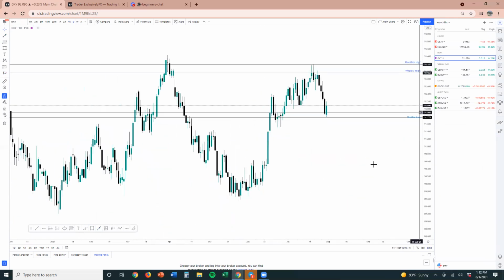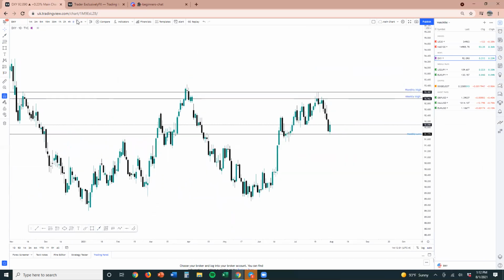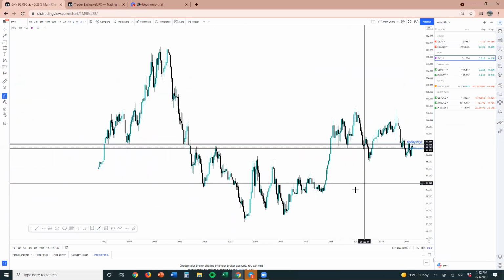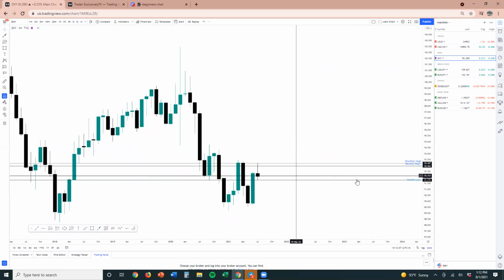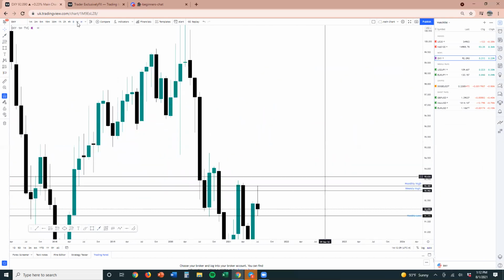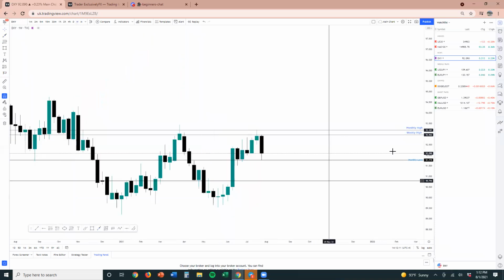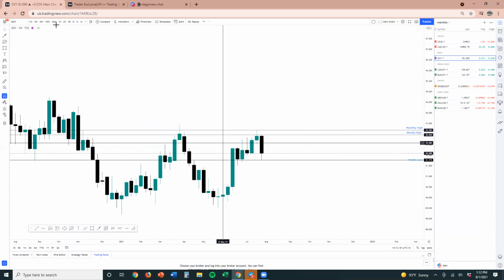So we come and look at the DXY real quick. Do the exact same analysis as we did on GU. We can see on this monthly time frame, monthly low and monthly high. There's our range. Weekly time frame, weekly high, and our weekly low happens to be our monthly low as well. We don't have to mark that up.